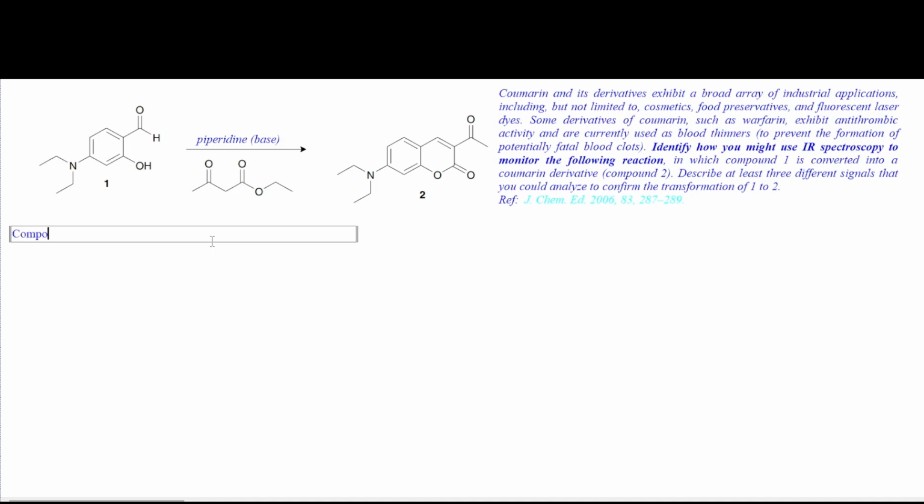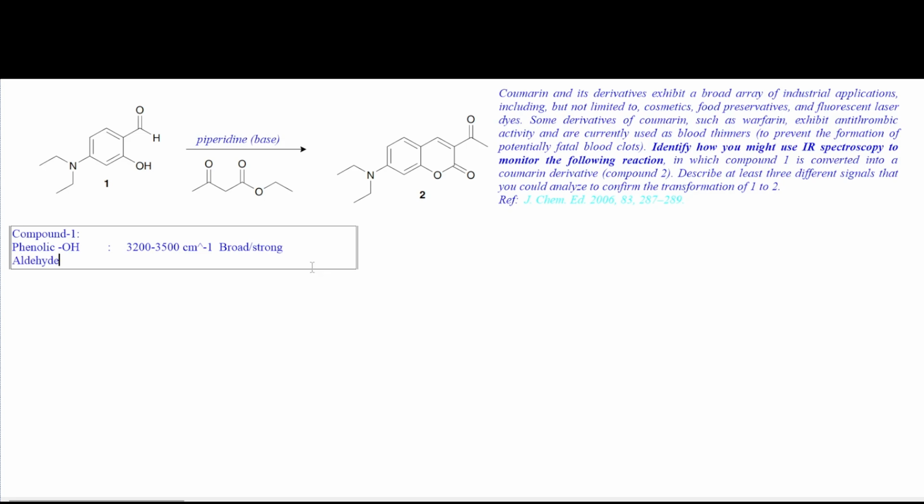So compound 1 contains phenolic OH, which can have a broad peak around 3200 to 3500. Of course, not limited to this, but somewhere around 3200 to 3500, a broad signal, broad and strong as well. These are the characteristics of a phenolic OH. Of course, it's not only phenolic OH, alcoholic OH will also have similar frequencies. Go to aldehyde.